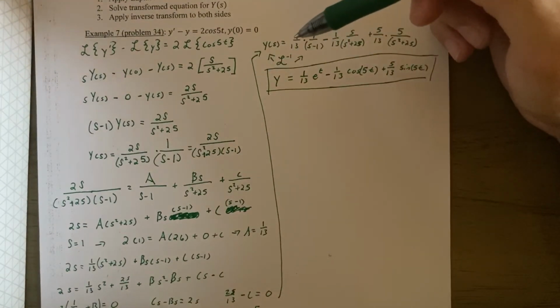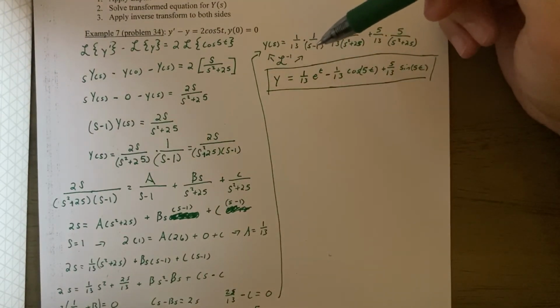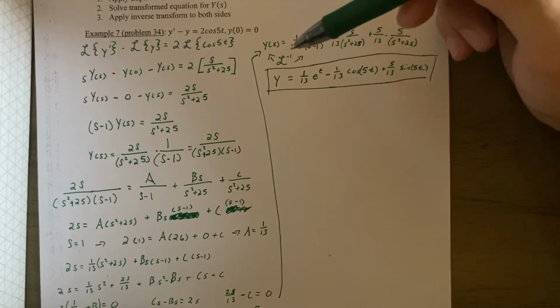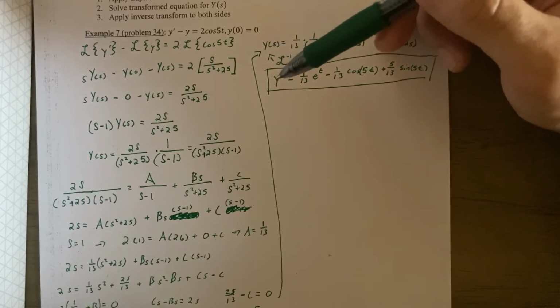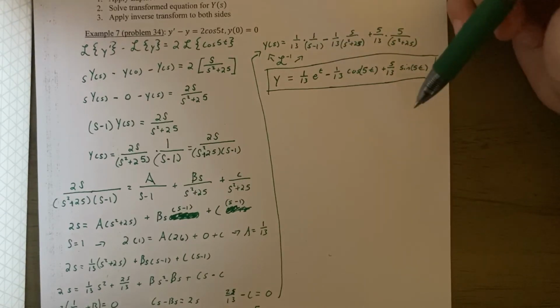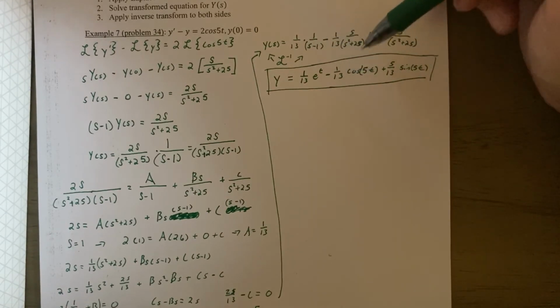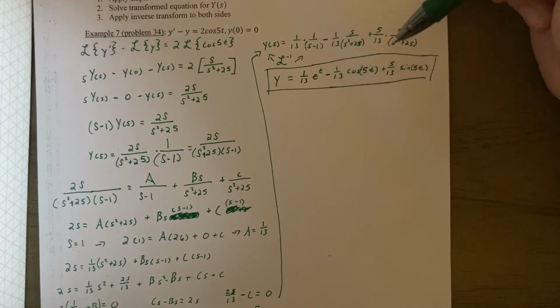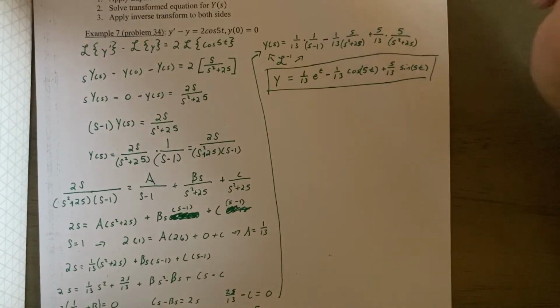And so we get that, making it look a lot nicer. And so we get 1/13 times 1 over s minus 1, and when we do the inverse, we've got to do the inverse of both. The left side is just going to be y of t. And so the right side is going to be 1/13 times the inverse of s minus 1, which is just e to the t because alpha is 1, minus 1/13, s over s squared plus 25. If it's s on top, it's cosine, so cosine of 5t, plus 5 over 13. Our k is on top, so sine of 5t.